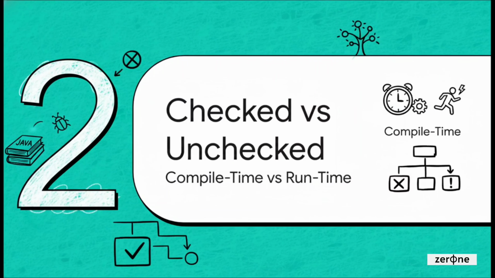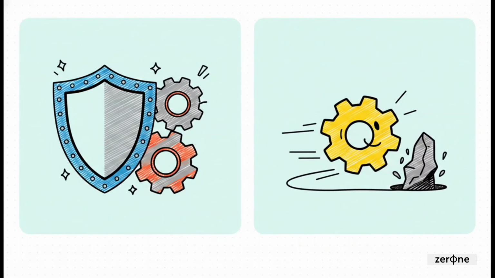Moving right along to Section 2, Checked versus Unchecked Exceptions. Let's see how the Java compiler treats these differently. Now that we know where exceptions sit in the hierarchy, we need to talk about timing. The core difference here lies strictly in the compilation process. Checked exceptions are checked at compile time. The Java compiler acts like a super strict bouncer here. It literally forces you to explicitly handle them using a try-catch block, or you have to declare them in your method signature before you can even run your program. If you refuse, your code simply will not compile, period.